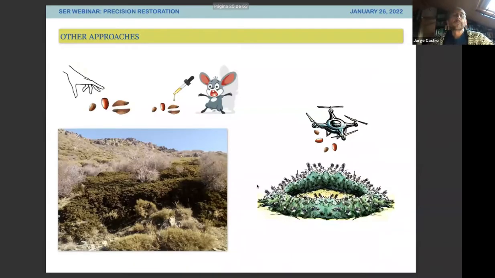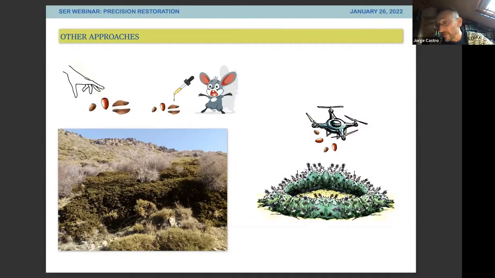So there are other approaches. Look, if we know that this can protect from herbivores in the future, we could drop seeds. Okay, we could also protect the seeds against predators in different ways. Okay, there are different substances. So, okay, we can do that by hand. But look, let's go to the drones. We could do that also by seeding from above with a drone. All right, so we can combine different approaches, and this is a very good technology for that.